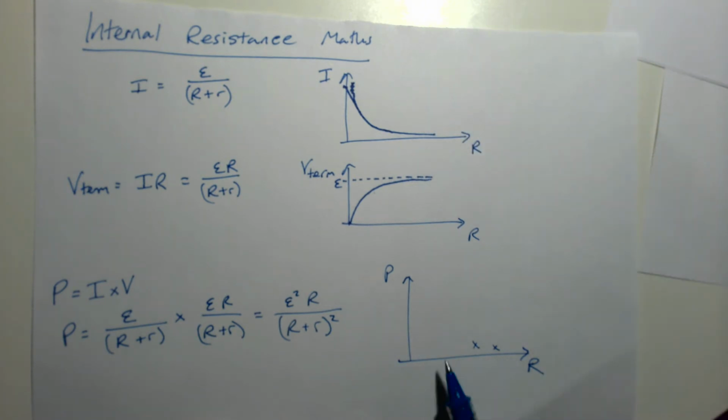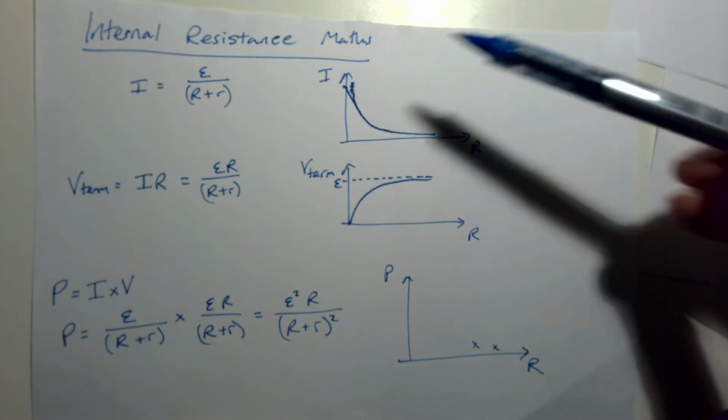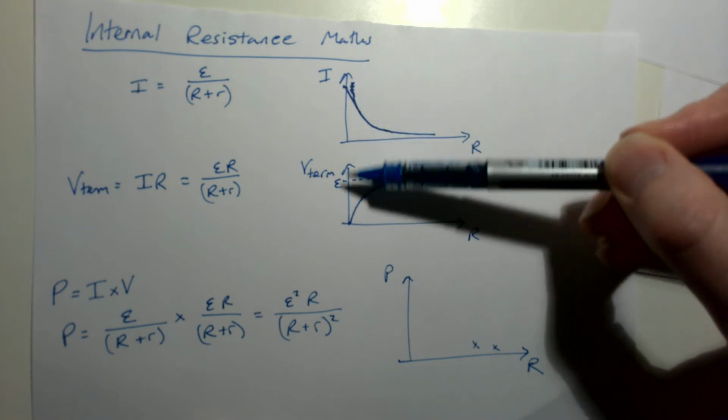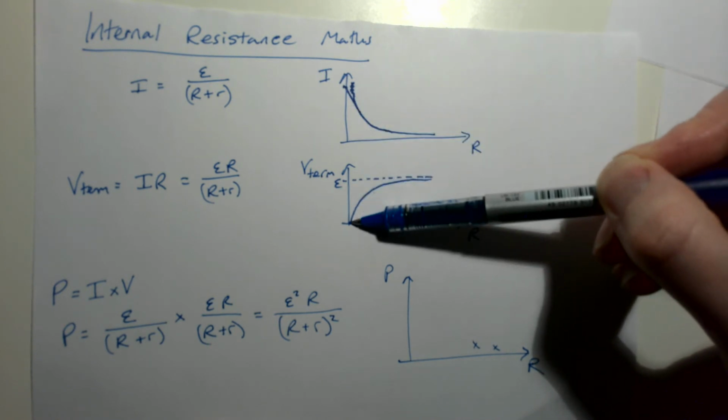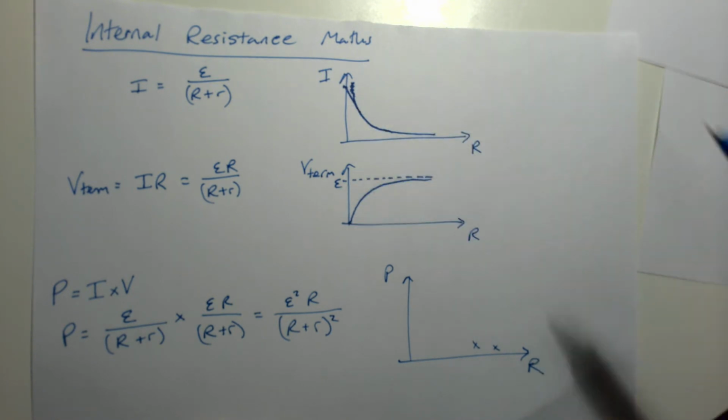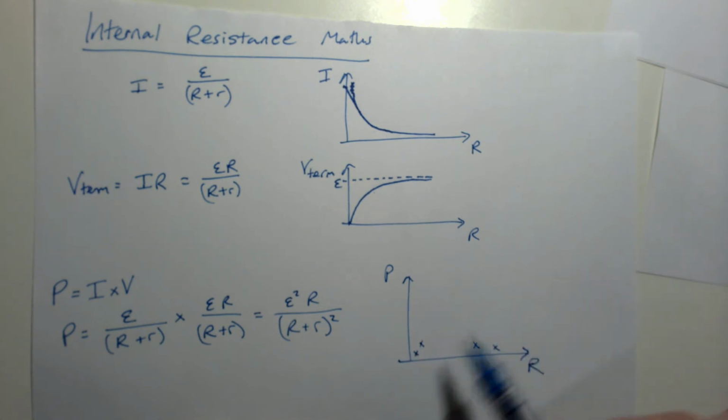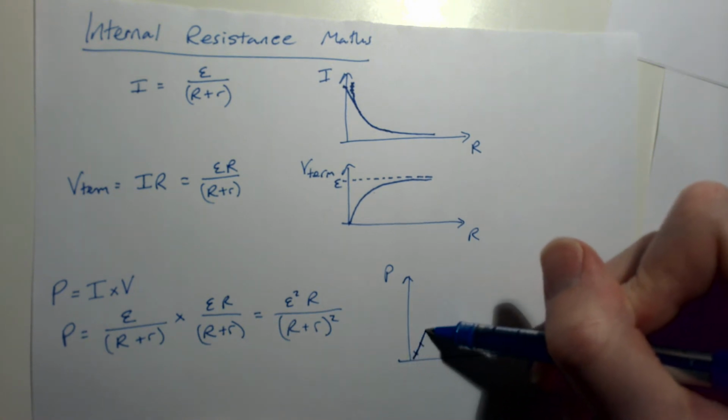What about at very low resistance? At very low resistance, you're getting a decent current, but the potential difference is very low. The terminal potential difference is very low, so you're going to get low power as well. And you can see in the middle, there's going to be a peak.